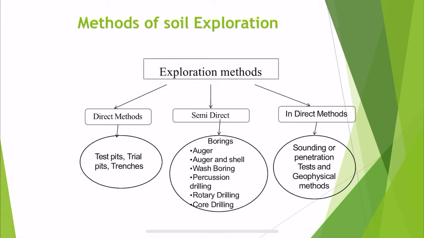What are the different methods of soil exploration? In the exploration methods, we have direct methods, semi-direct and indirect methods. In the direct methods, test pits, trial pits and trenches. In the semi-direct, we have borings, that is auger boring, auger and shell boring, wash boring, percussion drilling, rotary drilling and core drilling. In the indirect methods, we have sounding or penetration test and geophysical methods.